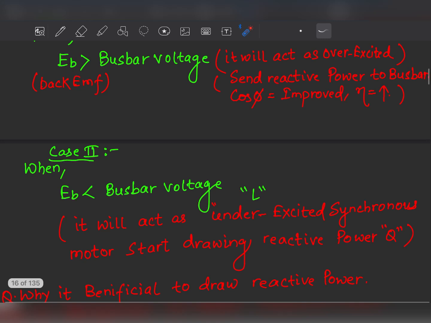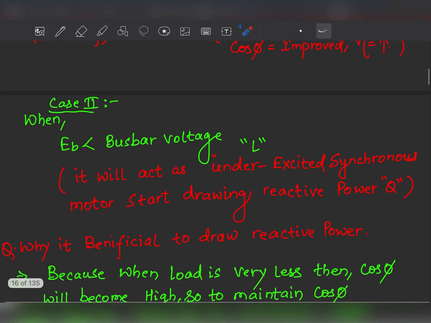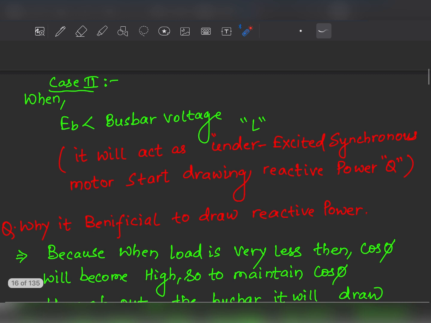Okay, and when our back EMF is less than busbar voltage, let's suppose our busbar voltage is 440 volt, but our back EMF is not greater than this, at that time it acts as an underexcited synchronous motor. It starts drawing the reactive power and acts as an inductor, because you know an inductor lags the current by some angle from the voltage. So it acts as an inductor and starts drawing the reactive power from the bus bar.